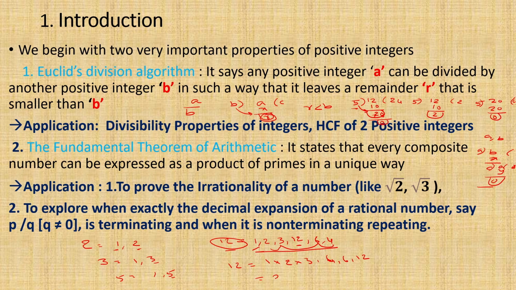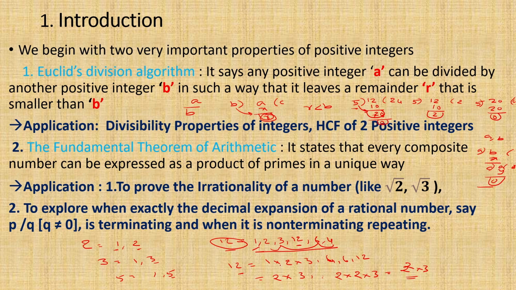So in this, what are the prime numbers? 2, 3. 2 and 3 are the prime numbers. So by using 2 and 3, we will get 12. How will we get it? 2 into 3. So 2 square into 3 means 12.